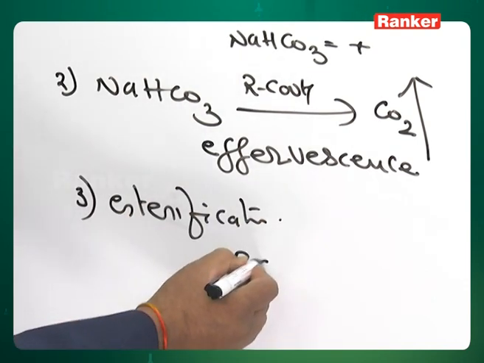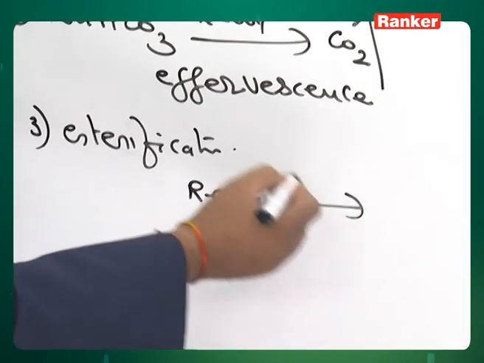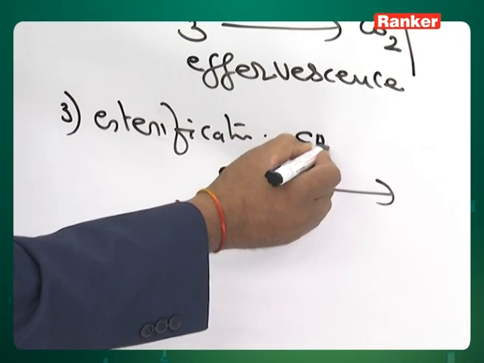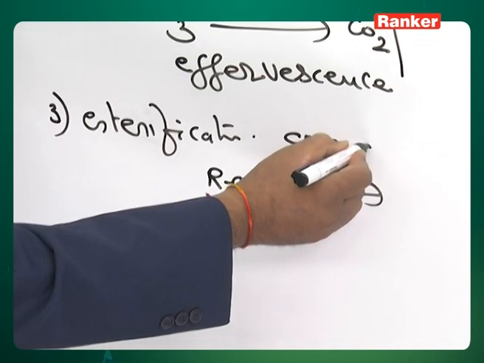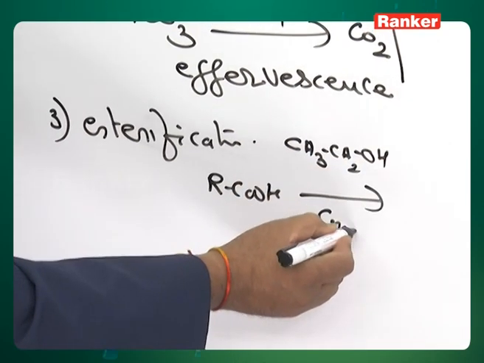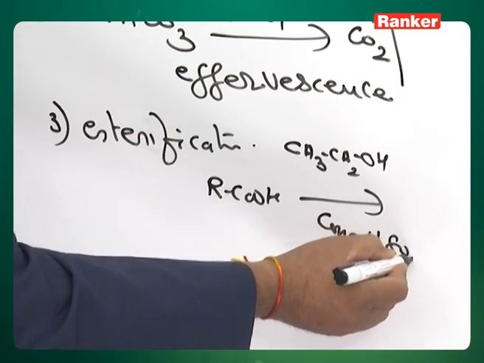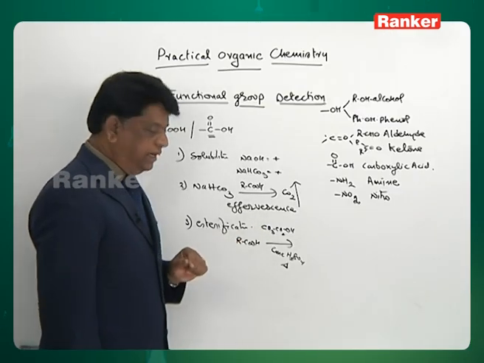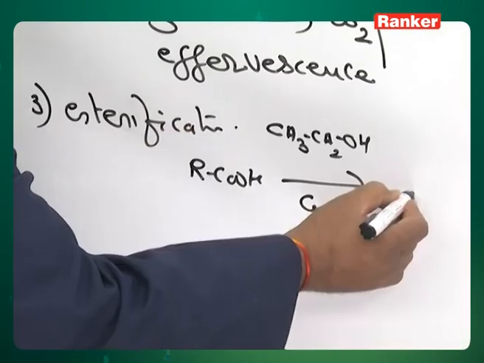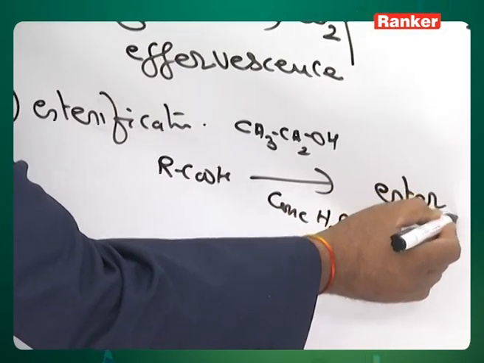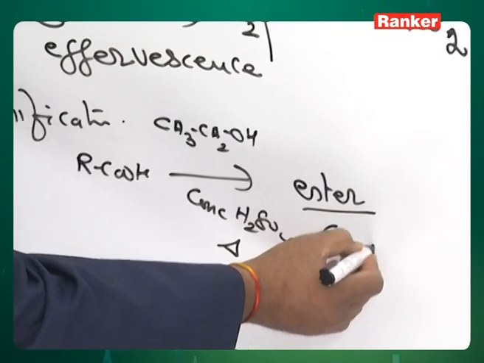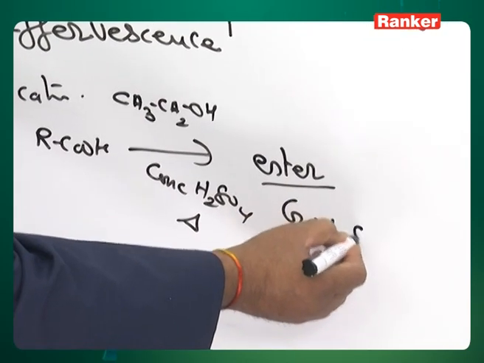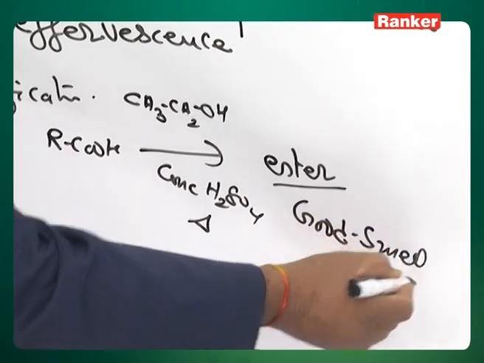Take any carboxylic acid, add ethanol. Ethanol means a 2-carbon alcohol. Add ethanol in the presence of concentrated sulfuric acid and heat it. Boil for some time. All acids get esterified and ester is formed. And esters will have a good smell, specifically a fruity smell, a pleasant smell.